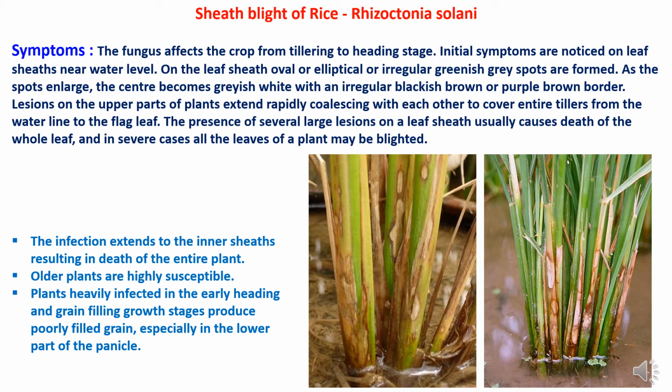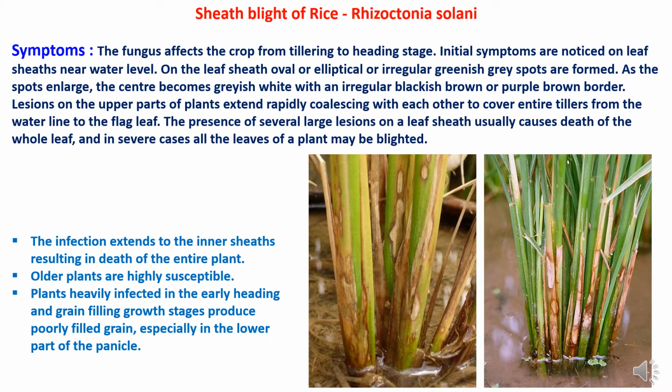Lesions on the upper parts of plants extend rapidly, coalescing with each other to cover entire tillers from the water line to the flag leaf. The presence of several large lesions on a leaf sheath usually causes death of the whole leaf, and in severe cases, all the leaves of a plant may be blighted. The infection extends to the inner sheath, resulting in death of the entire plant.